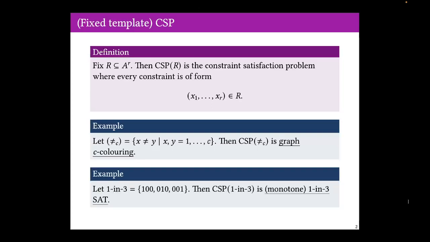Another well-known CSP is 1 in 3 SAT, or rather monotone 1 in 3 SAT. We can model this as a fixed template CSP in the following way. Let 1 in 3 be the relation admitting 3 tuples: 1, 0, 0; 0, 1, 0; and 0, 0, 1. Then CSP of 1 in 3 is monotone 1 in 3 SAT. In this problem, you're given a set of clauses, each containing exactly 3 variables, none of which are negated, and the goal is to assign 0 or 1 to the variables so that in each clause, exactly one variable is set to 1 and the other 2 are set to 0.